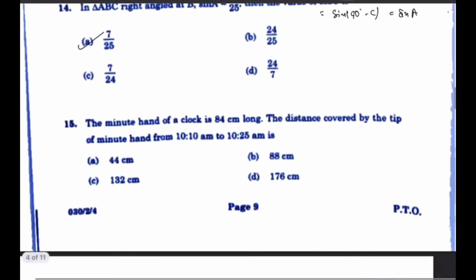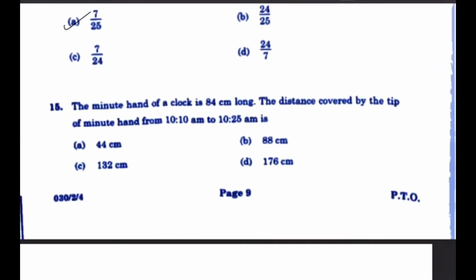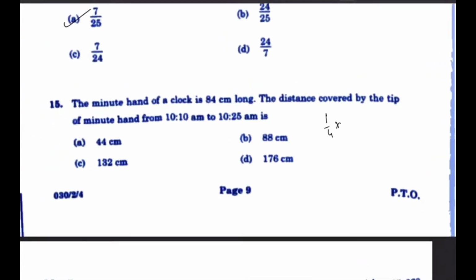Okay, minute hand of a clock is 84 centimeters long. Distance covered by the tip of the minute hand from 10:10 to 10:25, so that is 15 minutes. 15 minutes is 90 degrees. So we are basically looking at 1/4 of the circumference of a circle whose radius is 84 centimeters. So 1/4 into 2 into pi into r. Let's see where it takes us. So 28 times 3 is 84, 22 times 6 is 132.